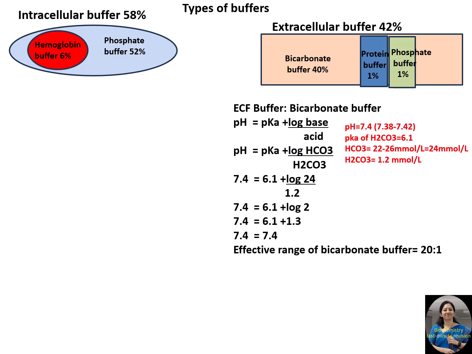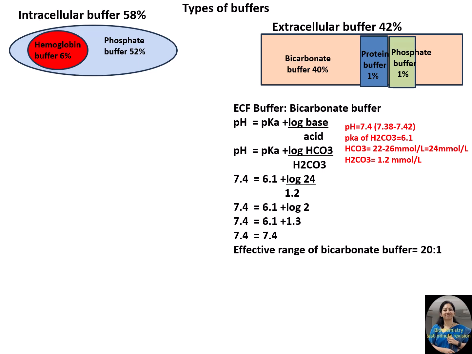Now all these values are already known to us. pH of the blood is average pH 7.4, pK of carbonic acid is 6.1, average bicarbonate concentration is 24 millimoles per liter, and concentration of carbonic acid is 1.2 millimoles per liter. Let's substitute all these values in this Henderson-Hasselbalch equation. So pKa 6.1 plus log of bicarbonate is 24, carbonic acid concentration is 1.2. So 6.1 plus log of 20. So 6.1 and log of 20 is 1.3.